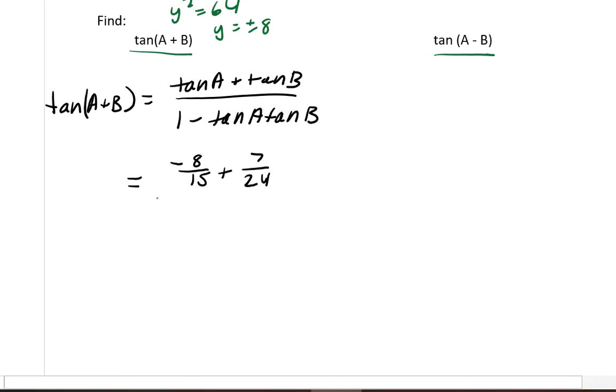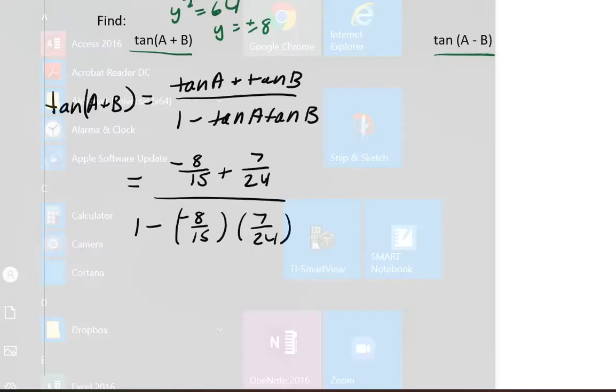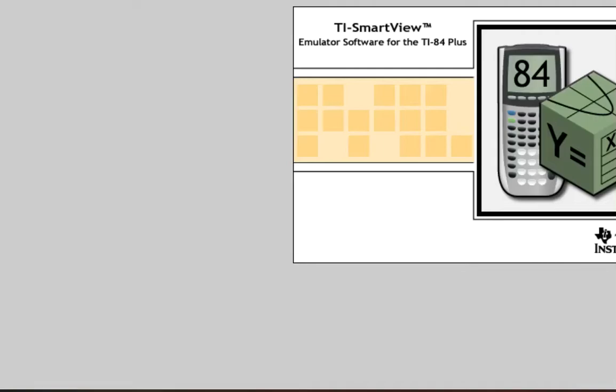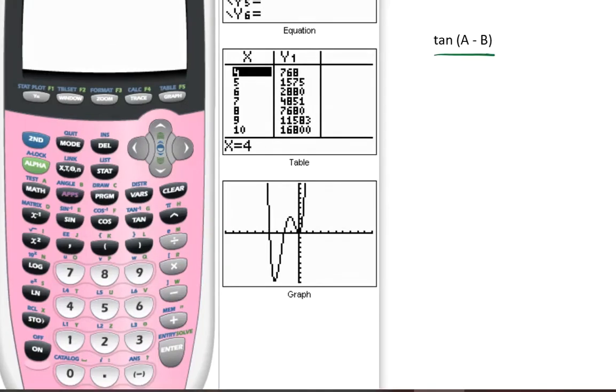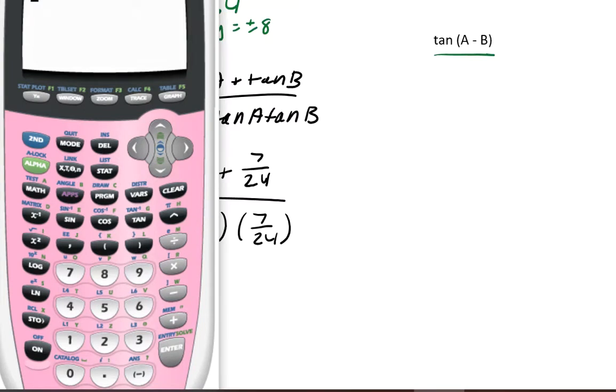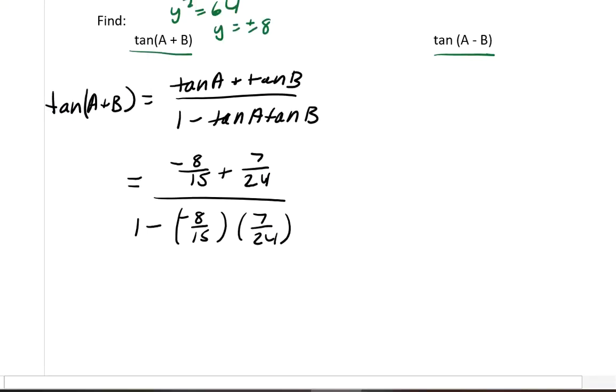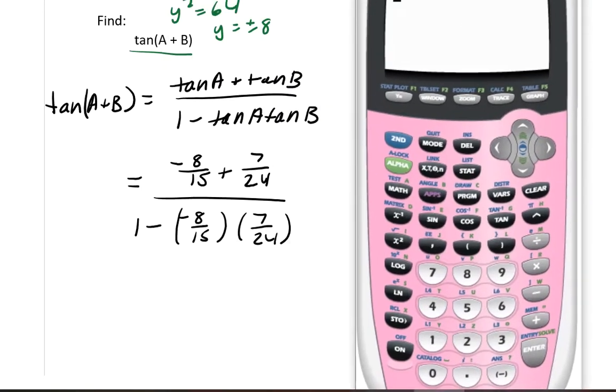Oh, these are not going to be pretty to work with. That's okay, we can make it 1 minus negative 8 fifteenths times 7/24. And this is where I would bust out my calculator because these are not pretty numbers. They're not easy fractions to work with. And unlike our sine and cosine ones before, where they just made a common denominator perfectly, that didn't happen here. So negative 8 fifteenths plus 7/24 comes out as that. But I can hit math frac and get a fraction for me.